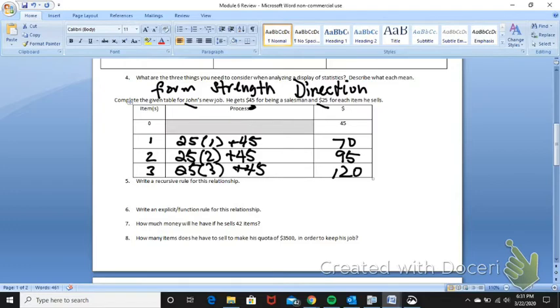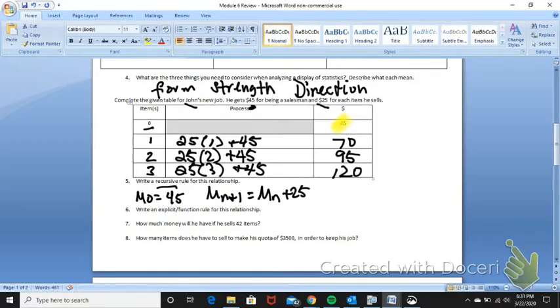So first one's asking for the recursive rule. So we need to figure out where he starts out. Well, before he even makes a sale, he is already going to make $45 right here. So that's our starting point. So I'm going to say m of 0 equals 45. As for the rest of the function, we're going to set up with our notation of m(n+1) equals m(n), and then each time what's getting added on is the 25. So for every sale, he gets $25 added on.